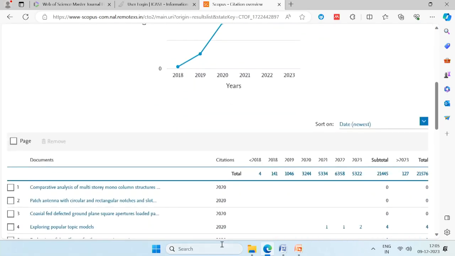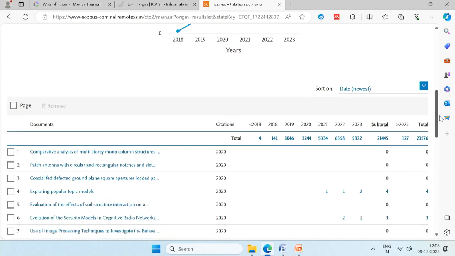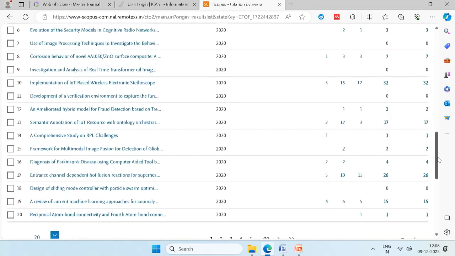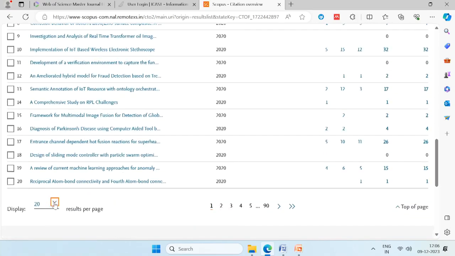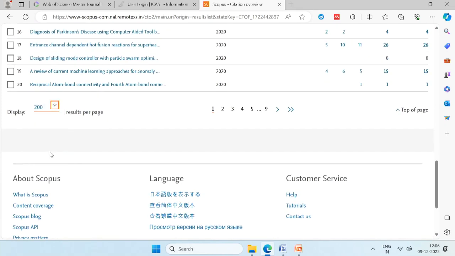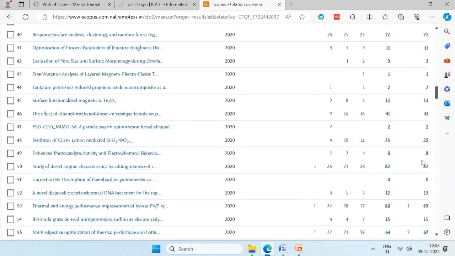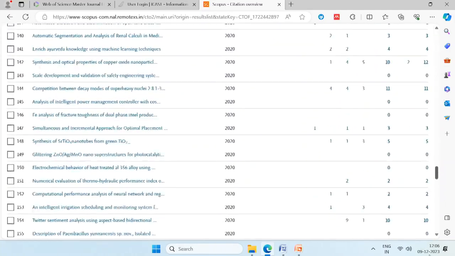Okay. So, the total cumulative citation is 21,000. That means VTU is publishing high quality journals which are receiving a lot of citations, which will significantly give weightage to that publication. This is how each paper has got citations in each year. Say we can display up to 200. This is how the citation profiling can be done.